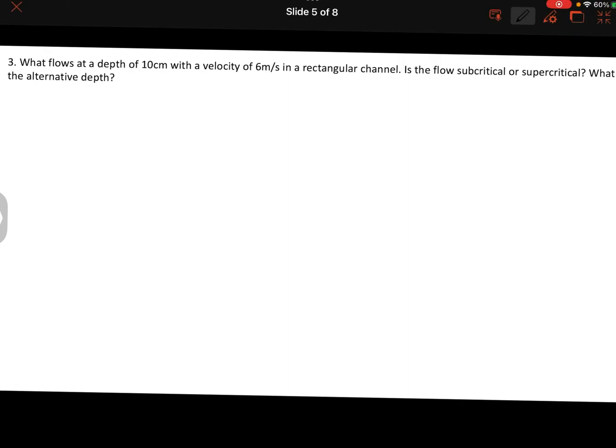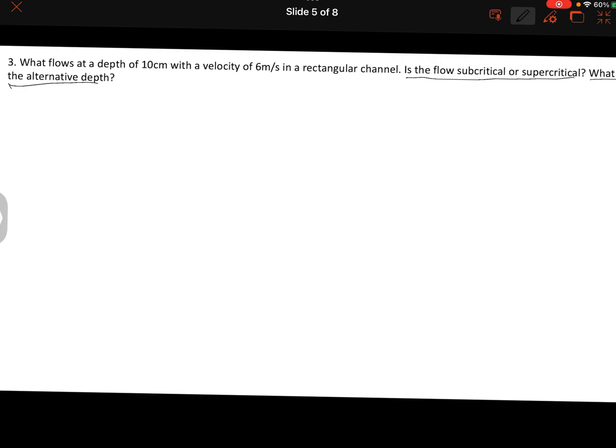All right, problem 3. Same exact kind of a problem, but again, getting a little bit more creative with toggling between big Q, little q, and velocity here. So we're given a flow depth y of 10 centimeters and a velocity v of 6 meters per second in a rectangular channel. First question is we need to figure out is the flow subcritical or supercritical? And then the second question is, again, we need to find this alternative depth.